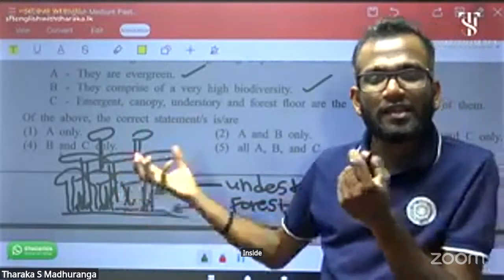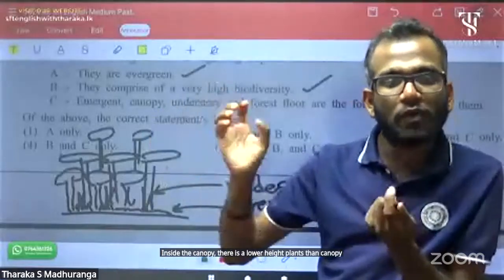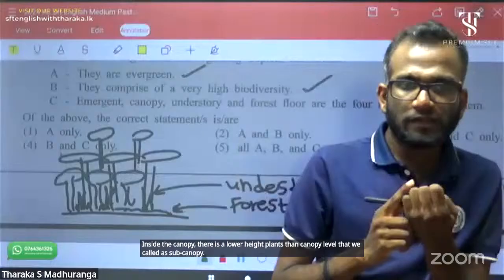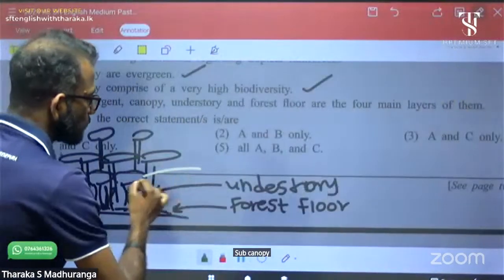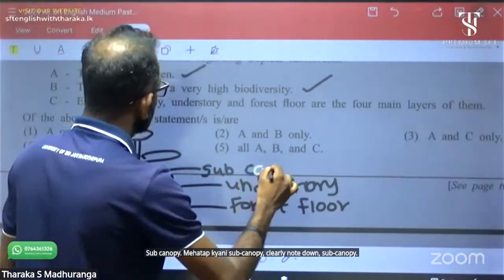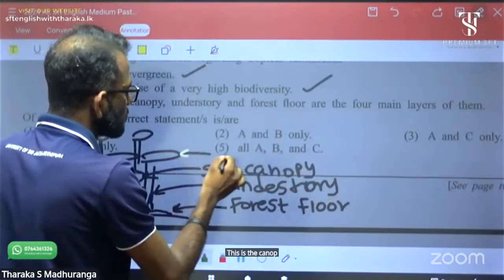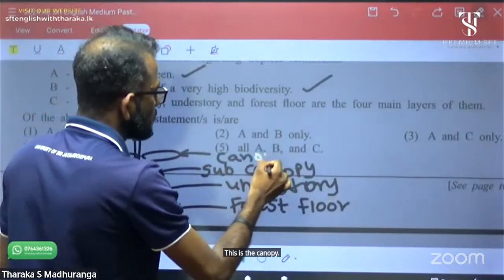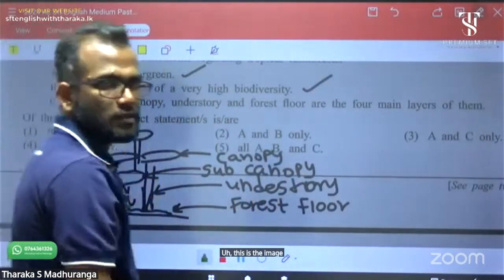Inside the canopy, there are lower height plants than the canopy level. That we call the subcanopy. Clearly note down: subcanopy. This is the canopy. This is the emergent.